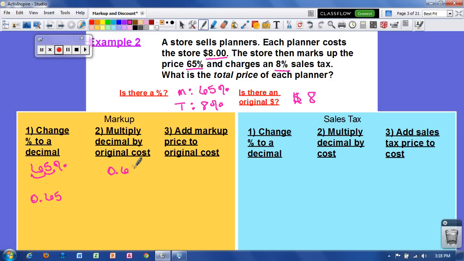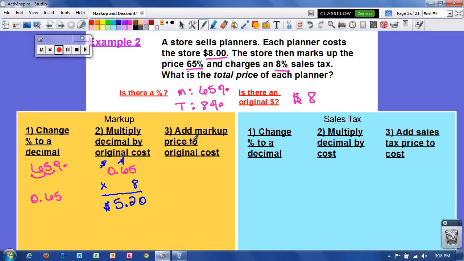Now I want to multiply that decimal by the original cost. So I have 0.65, and I'm going to multiply that times 8. 5 times 8 is 40. 6 times 8 is 48, plus 4 is 52. 0 times 8 is 0, plus 5 is 5. I have 2 total decimals up here, so I have to have 2 in my answer. So the markup price is $5.20.